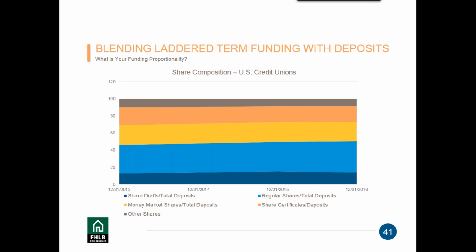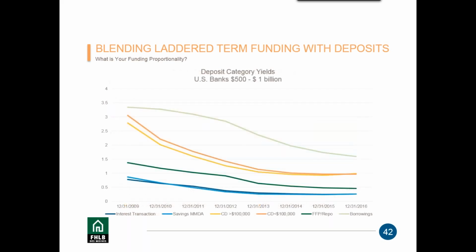Same thing with the credit unions. There's been a slight proportional decrease in share certificates, more in the way of less duration certain liabilities. And over the past 7 years, borrowings have remained the highest yielding category, although spreads with interest-bearing deposits have been narrowing. Individual components of the funding base need to be tracked and benchmarked.